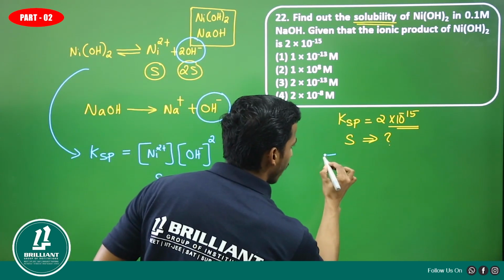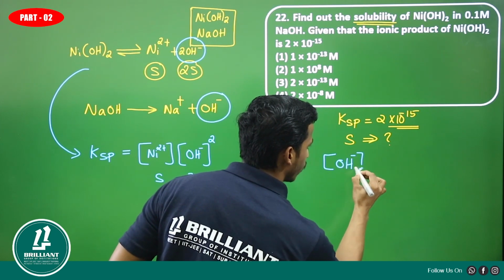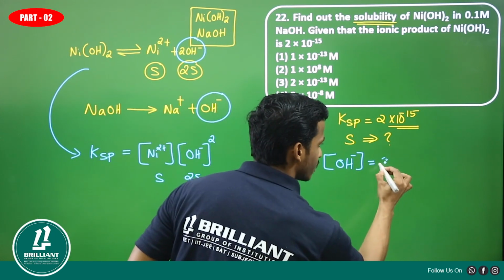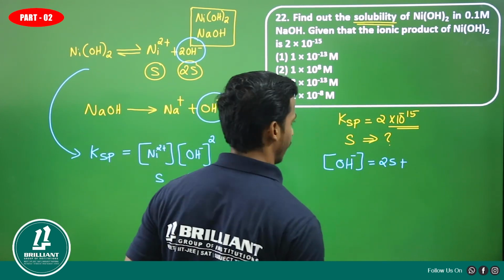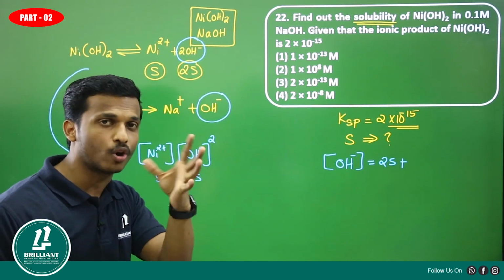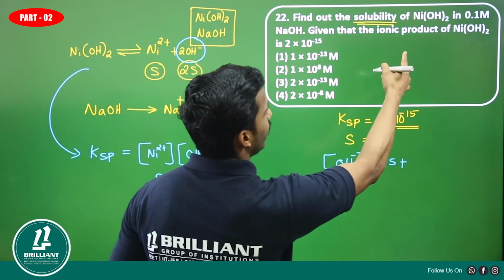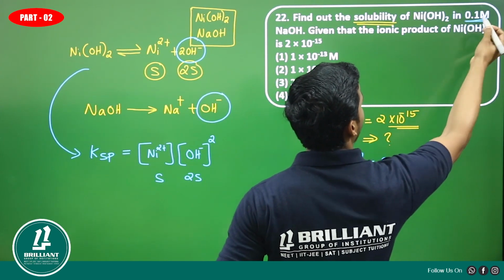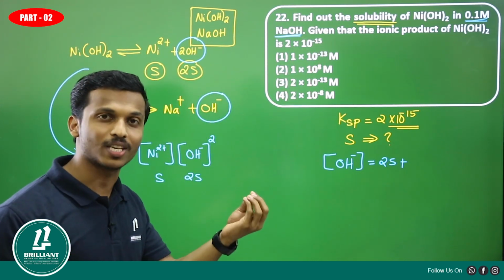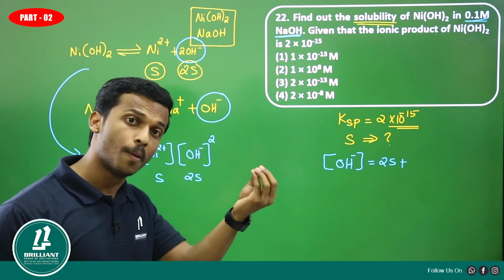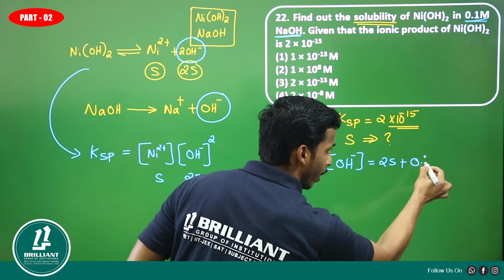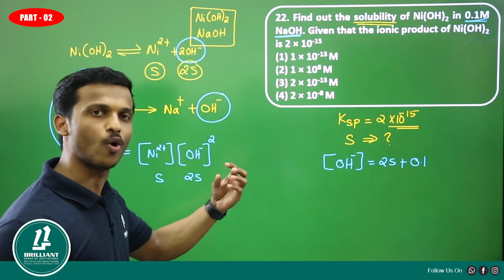So let's see what happens to the OH minus ion concentration. Initially you have 2S. What is that 2S? That is from nickel hydroxide. Then from NaOH also you have some particular amount of OH minus. In the question they have given 0.1 molar NaOH. So what is the concentration of OH minus ion? 0.1. So from NaOH you have 0.1 mole per liter OH minus ion.